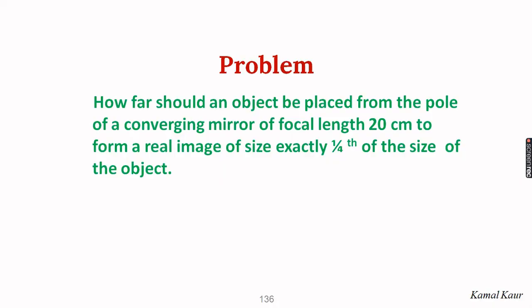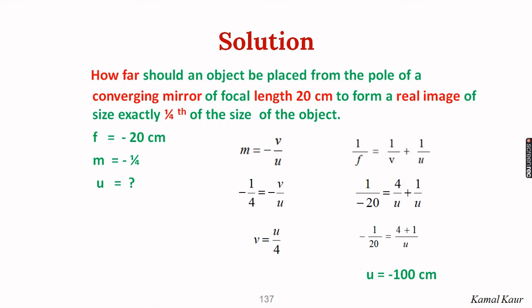How far should an object be placed from the pole of a converging mirror of focal length 20 cm to form a real image of size exactly 1/4 of the size of the object? Here 1/4 is the magnification. Solve it by pausing the video. Let's now see the keywords.